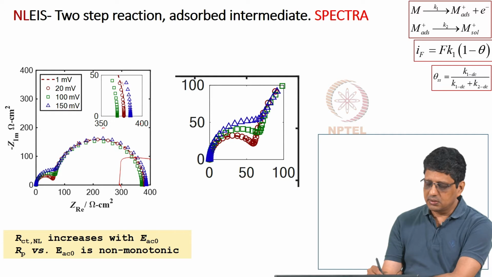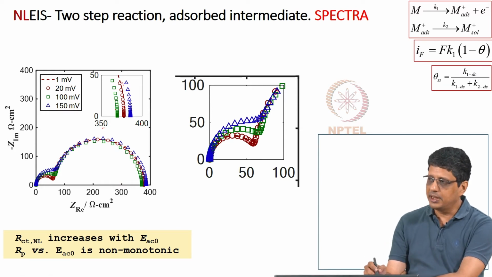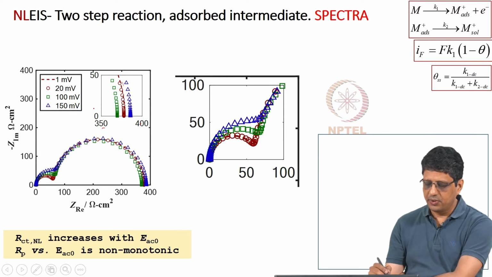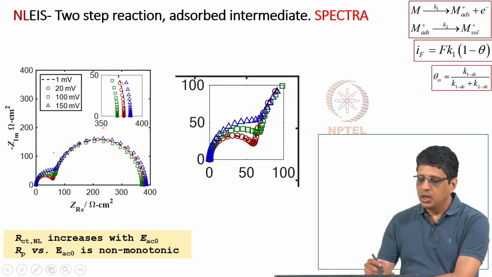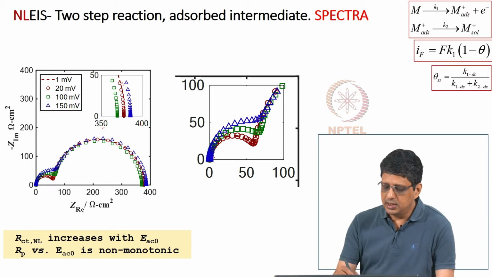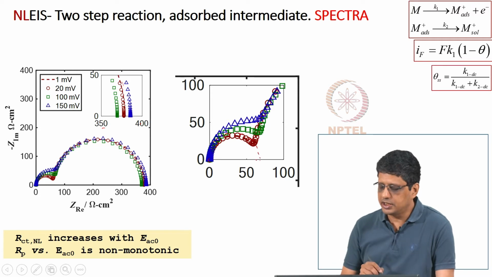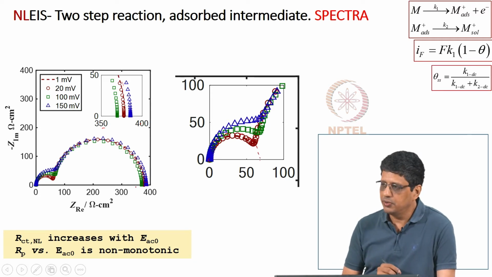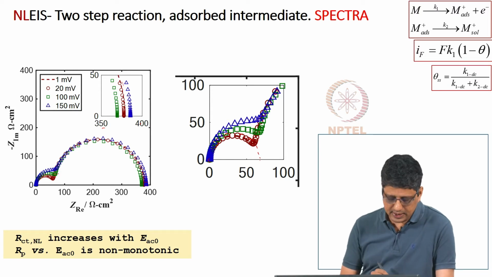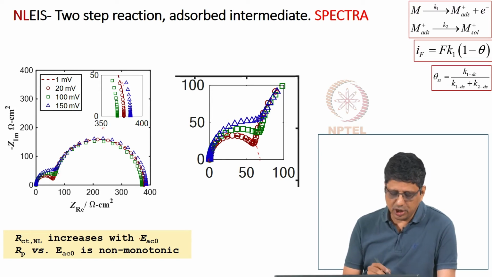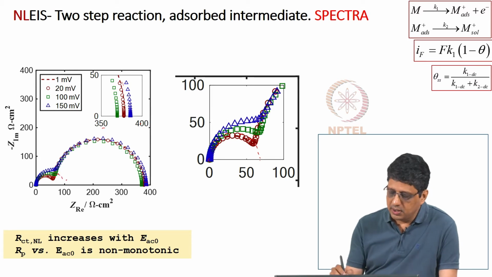The response at 100 millivolts is given by the green color square. Response at 150 millivolts is given by blue triangles. I want you to see this. This will correspond to charge transfer resistance, and this value corresponds to polarization resistance. When I increase the AC potential, this is going to settle somewhere here.